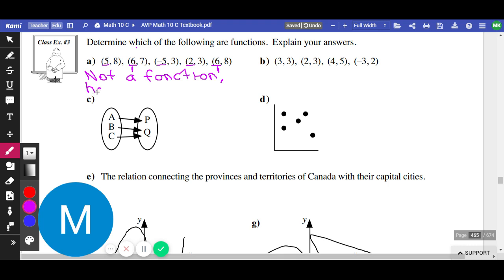It has a repeated x. And like life lesson, you should never repeat x. Okay? Why an x? Just let it go. Life advice.